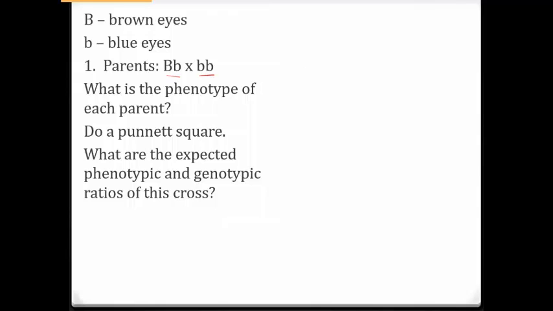So first of all, the phenotypes of the parents. The phenotype of this one, they have a capital B. That capital B means that it is completely dominant over the recessive, and so this parent is going to show brown eyes. And the little b parent, because the capital is not there at all, and they do have two of the lowercase letters, two recessive alleles, they're going to end up with the blue eyes. So there's the answer to the first part. We have the phenotypes of each parent.